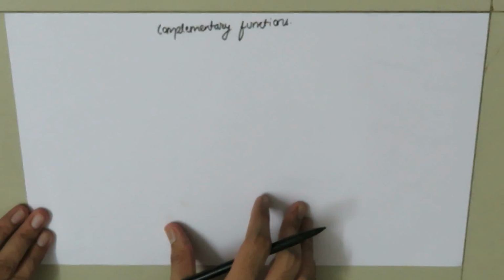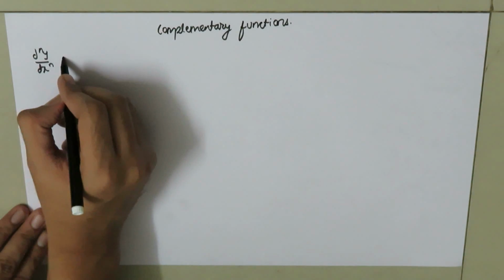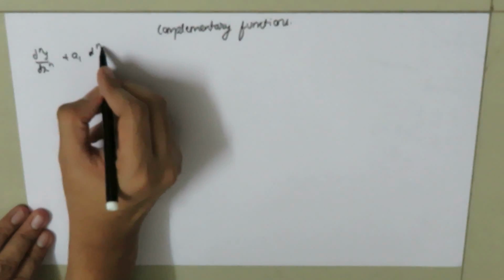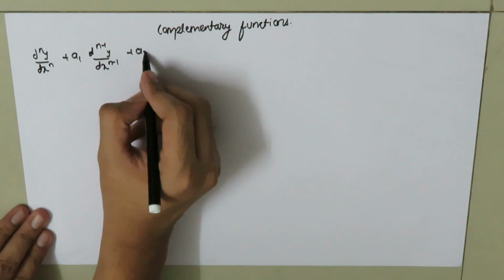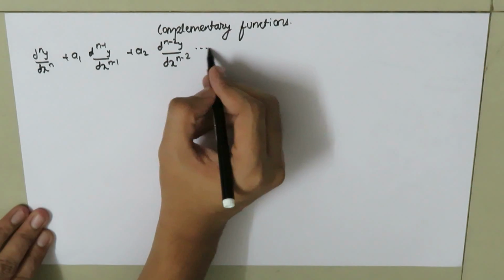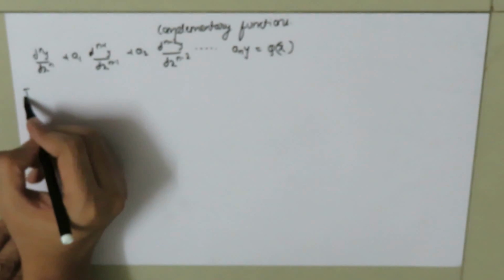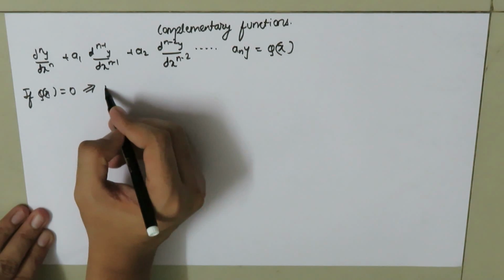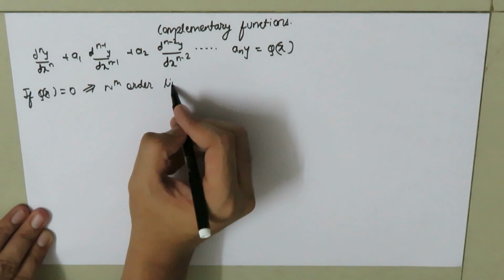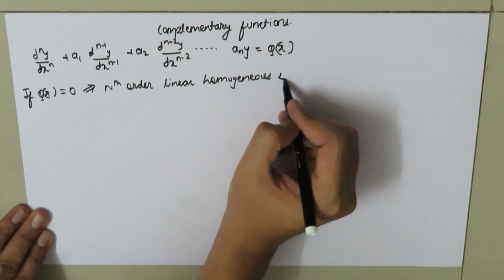So if the differential equation is of the form d^n y by dx^n plus a1 times d^(n-1) y by dx^(n-1) plus a2 times d^(n-2) y by dx^(n-2) till an times y is equal to q of x. So if q of x is equal to 0, then this equation will be called as nth order linear homogeneous differential equation.